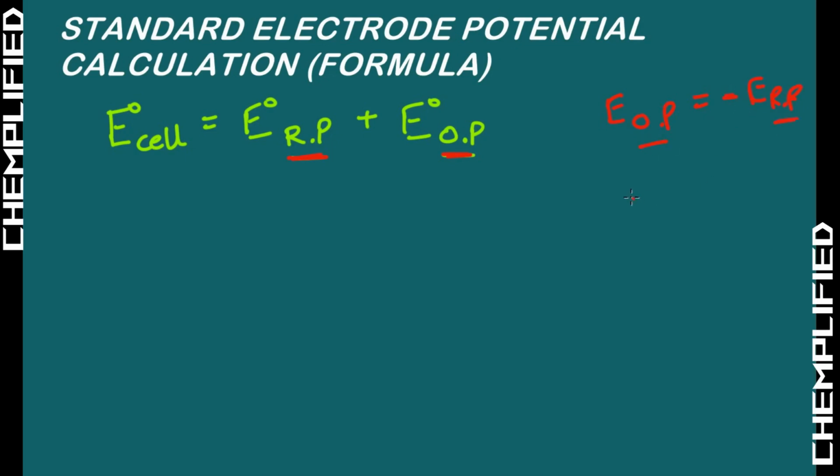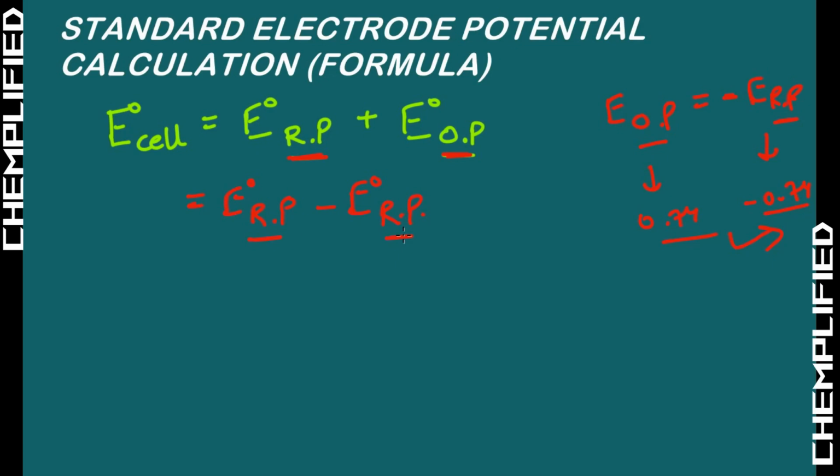For example, if the oxidation potential value is 0.74, then the reduction potential for the same element will be minus 0.74, right? Remember this. All right, so let's change it: E naught reduction potential minus E naught reduction potential. Now again the problem arises, we have two reduction potential values. Which value is for which one? You have to figure it out.